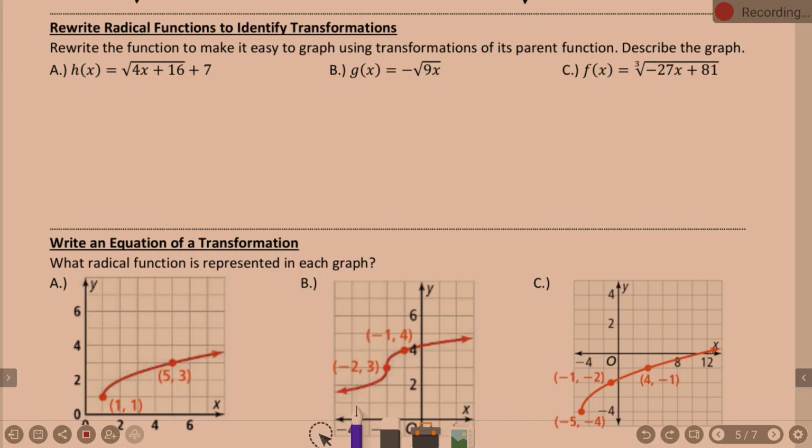In this section, we're being asked to rewrite these graphs so we can figure out what their transformations are. Are they moving left? Are they moving right? Up, down? Are they reflecting? Are they stretching? Okay. Now, when we talk about rewriting these functions to make it easy to graph them and describe the graph, it really has to do with whatever's underneath the radical.